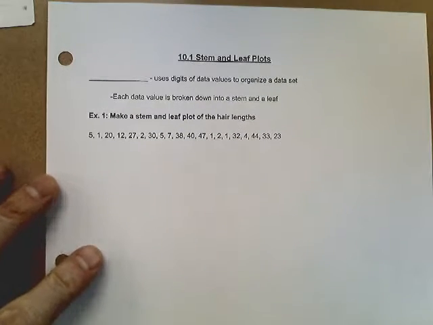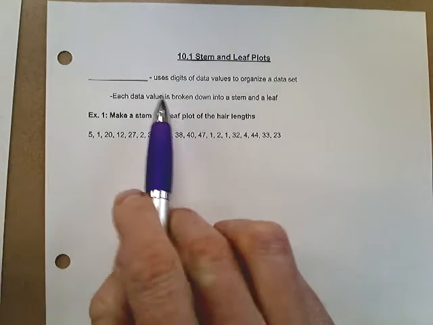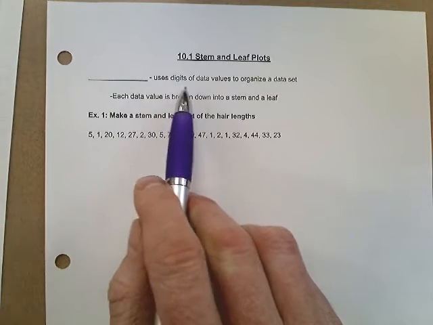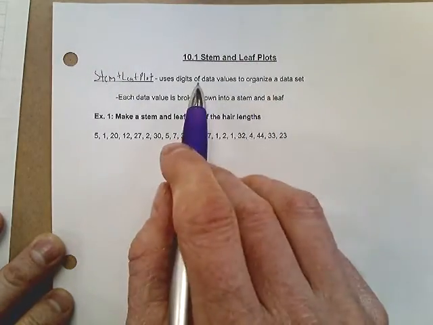All right, today we're going to start chapter 10. 10.1 is stem and leaf plots. What a stem and leaf plot is, it's a plot that uses digits of data values to organize a data set. So, I'm going to put stem and leaf in here. Stem and leaf plot. Like it says, it just organizes a bunch of numbers.